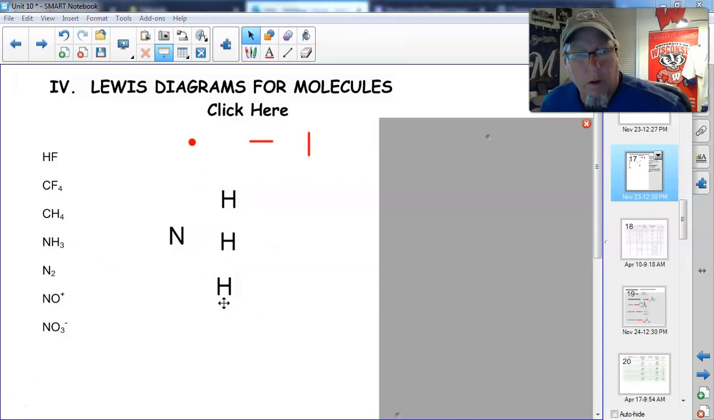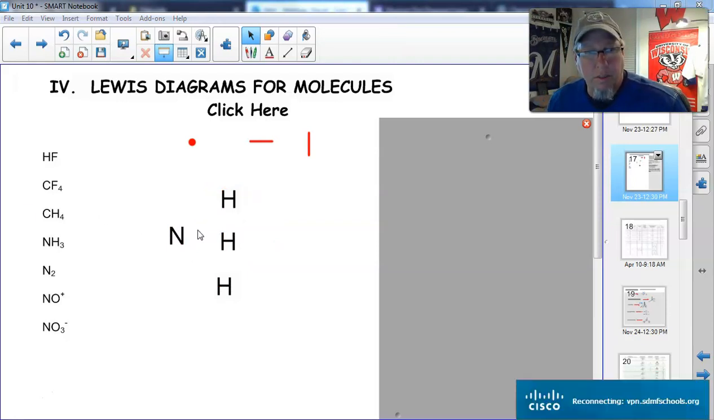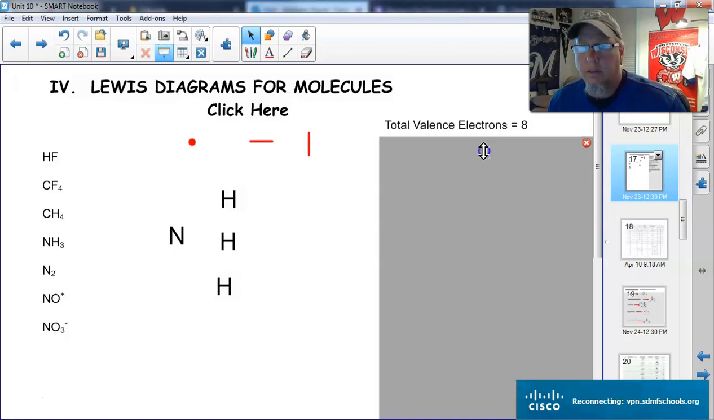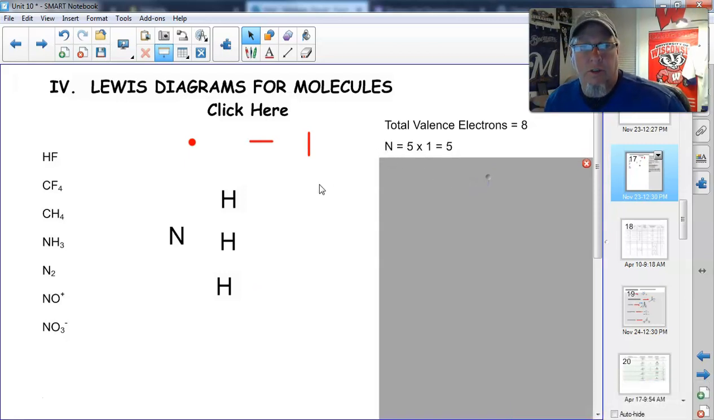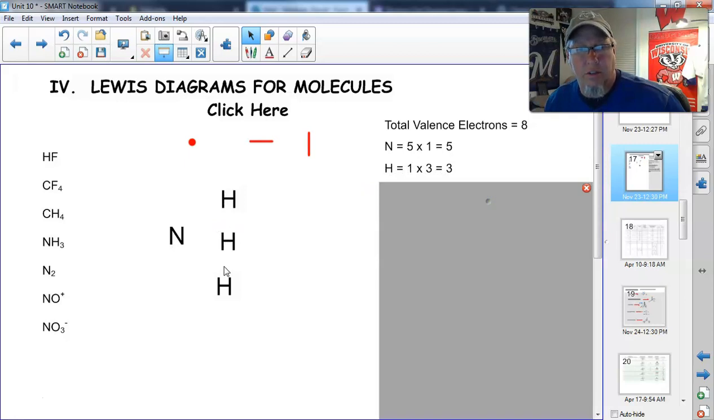All right, so here we go with NH3. NH3 simply means that there's 1 nitrogen and 3 hydrogen, and the first thing I've got to do is figure out how many valence electrons there are total in the entire structure. I think there are 8. I get 8 by taking nitrogen, which has 5 valence electrons, times 1. And each hydrogen has 1 valence electron, but there's 3 of them. So 5 plus 3 is 8.